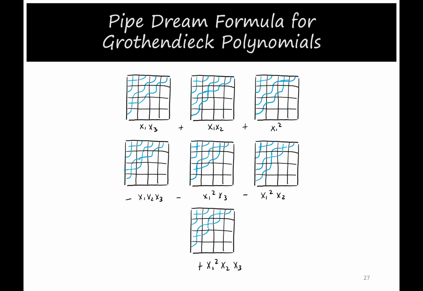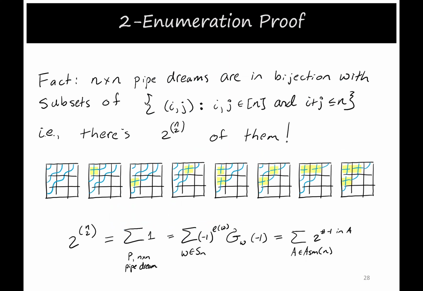pipe dreams. And pipe dreams, again, we're taking these different fillings, but now we can allow multiple crossings and we have some sort of funny sign, so things alternate with degree. But what's going on is the n by n pipe dreams, they're in bijections with this subset of the grid, just based off of where I put my crossing tiles. In other words, there's 2 to the n choose 2 pipe dreams.